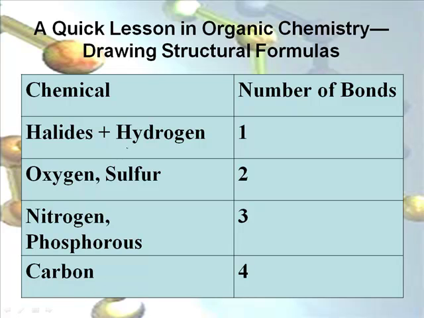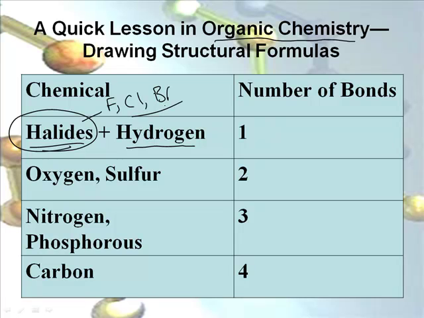Now, something we haven't really learned too much how to do, so we're going to do a really quick introduction on organic chemistry so that you can draw the bonds. A lot of students struggle with this. If you've got a halide, what's a halide? It's an ion from the halogens, so it's fluorine, chlorine, bromine. It's the second to last column on the periodic table, not including the noble gases. Plus hydrogen, they basically need one bond. Oxygen and sulfur need 2. Nitrogen and phosphorus need 3, and carbon needs 4. You'll see why that's important in just a minute.